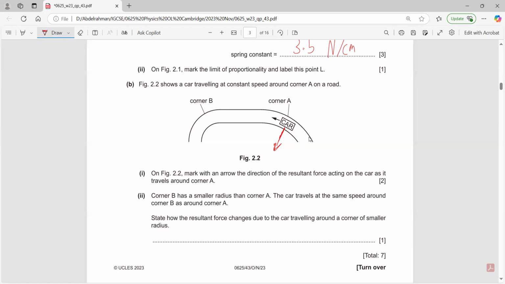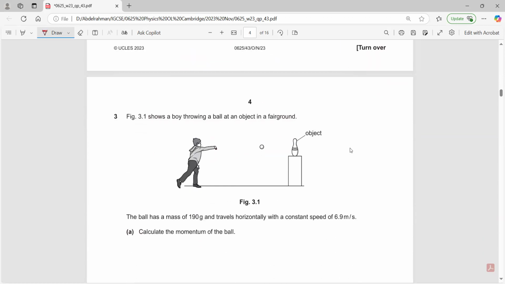Corner B has a smaller radius than corner A. State how the resultant force changes due to the car traveling around the corner of a smaller radius. If you have a smaller radius, then you need a larger force. Why? Because it's more difficult to keep the car in motion. The car could slip, so you need a larger force. As the radius decreases, the centripetal force increases.